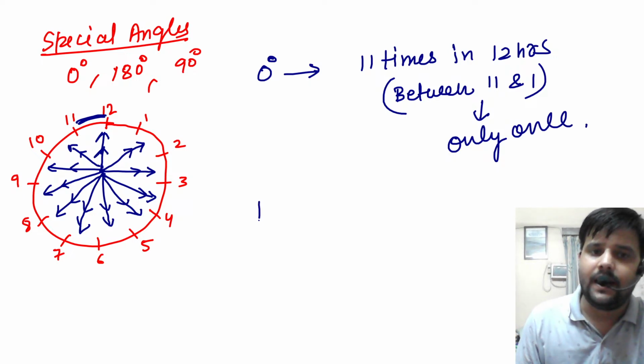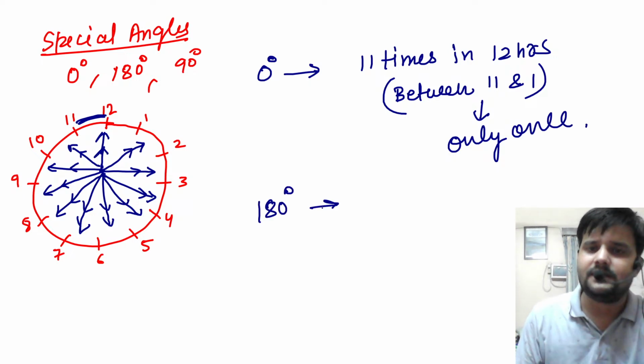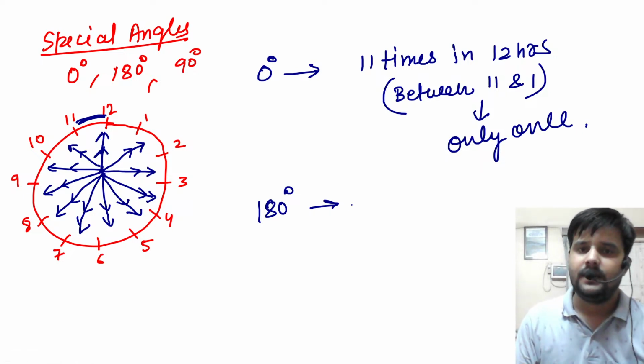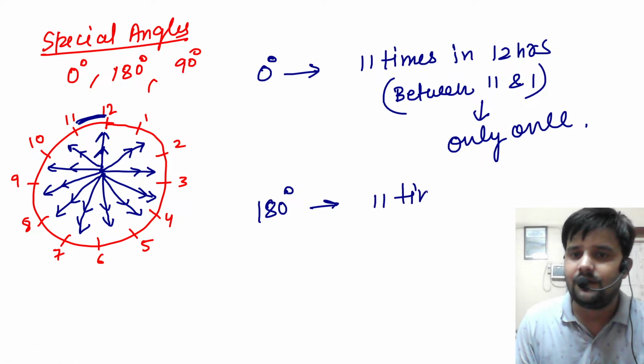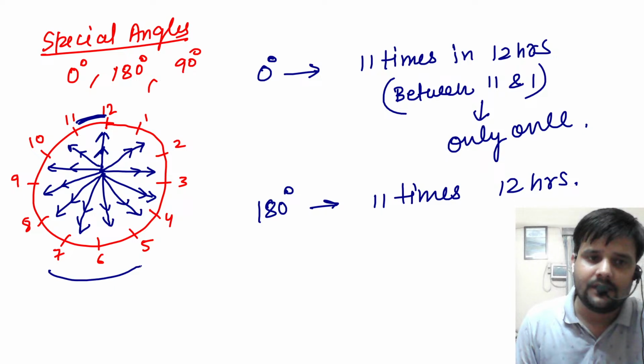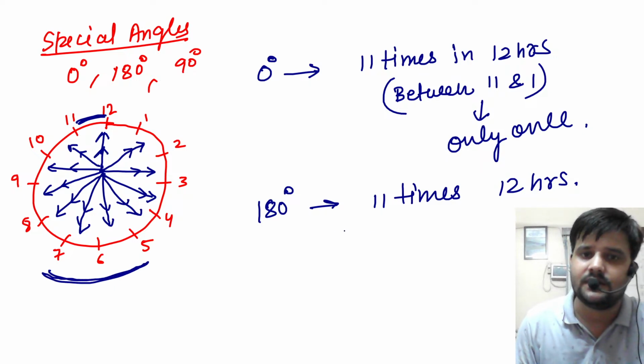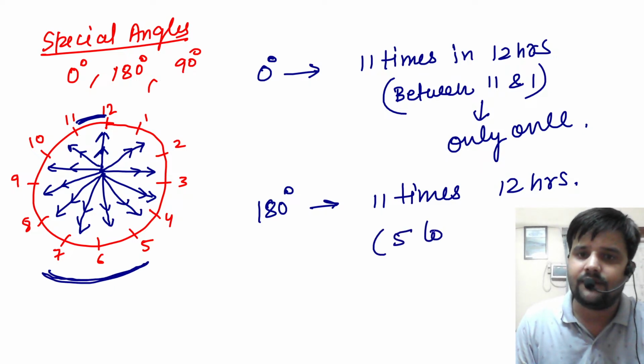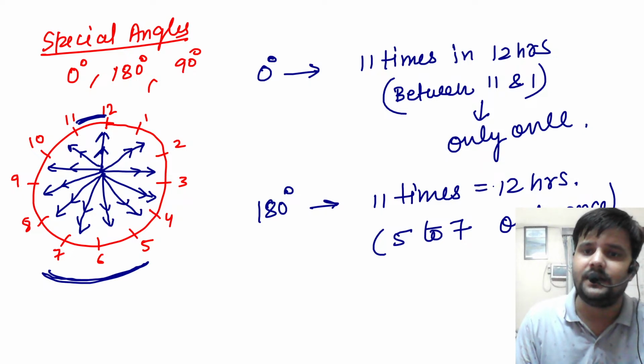Just like that, 180 degree is formed. 180 means opposite needles. It is also formed 11 times in 12 hours. Where can't it be formed? The same situation is between these numbers. So between 5 and 7, only once. That's why 11 times in 12 hours.